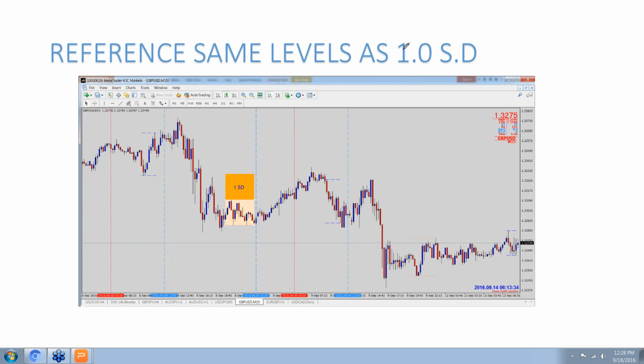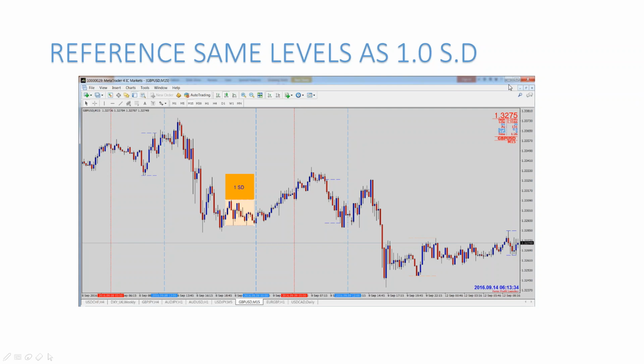So reference the same levels as the one standard deviation. We've got one standard deviation here. You draw this across in time, and it's just slightly over one standard deviation. As we've said in the previous slides in this webinar, we're looking for 1.5 or 1 to 2 standard deviations in price manipulation before we can have the highest level of conviction in our trades. It doesn't have to be that much. It could be 1, it could be 2, and the most you're going to see is obviously 3 standard deviations.